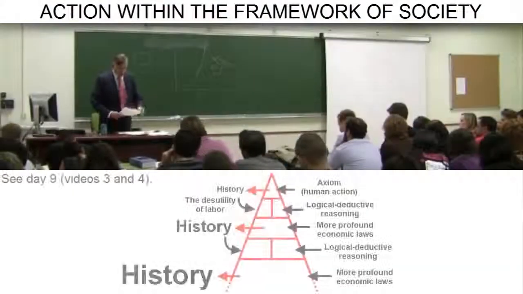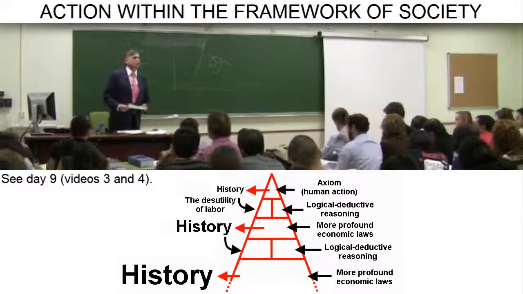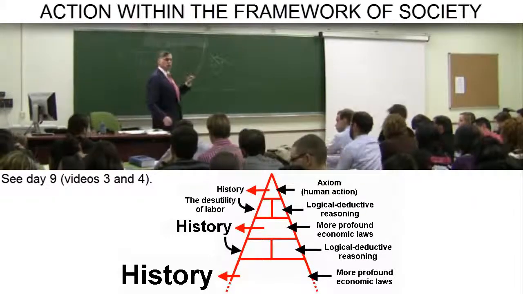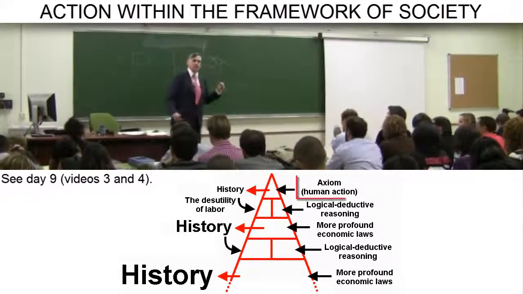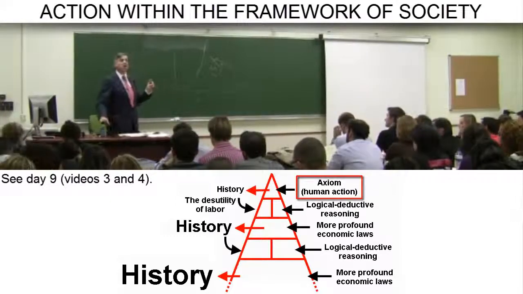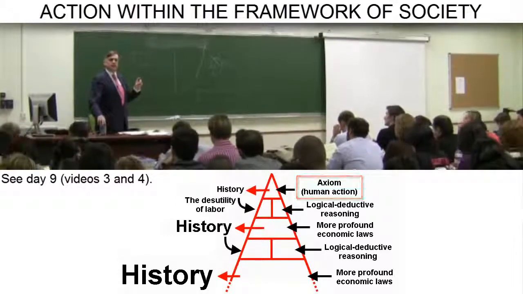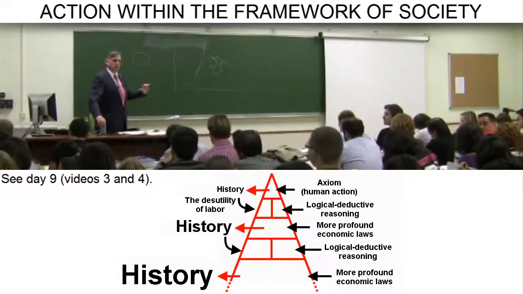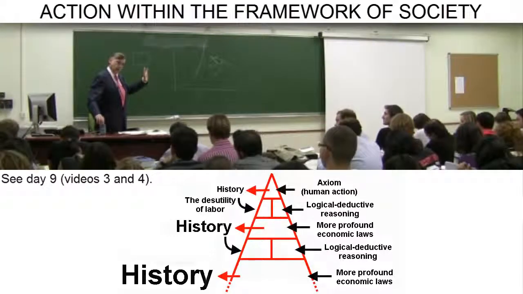Let us recall that when we talked about method, we saw how economic science is constructed. To construct it, we begin with the analytically simplest phenomena. The simplest of all is the axiom of human action. Then we gradually introduce assumptions in our chain of logical deductive reasoning, and we arrive at more complex laws.